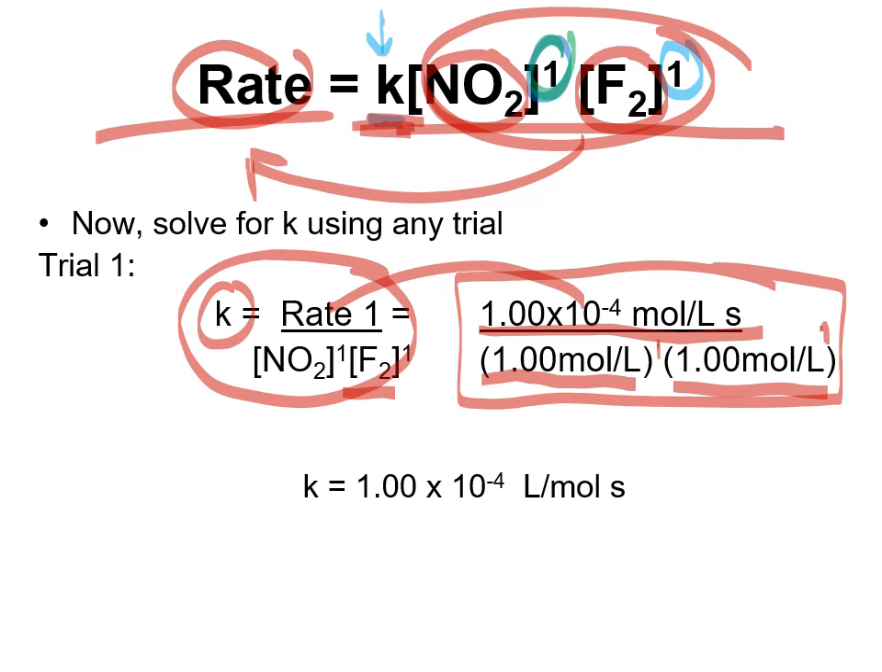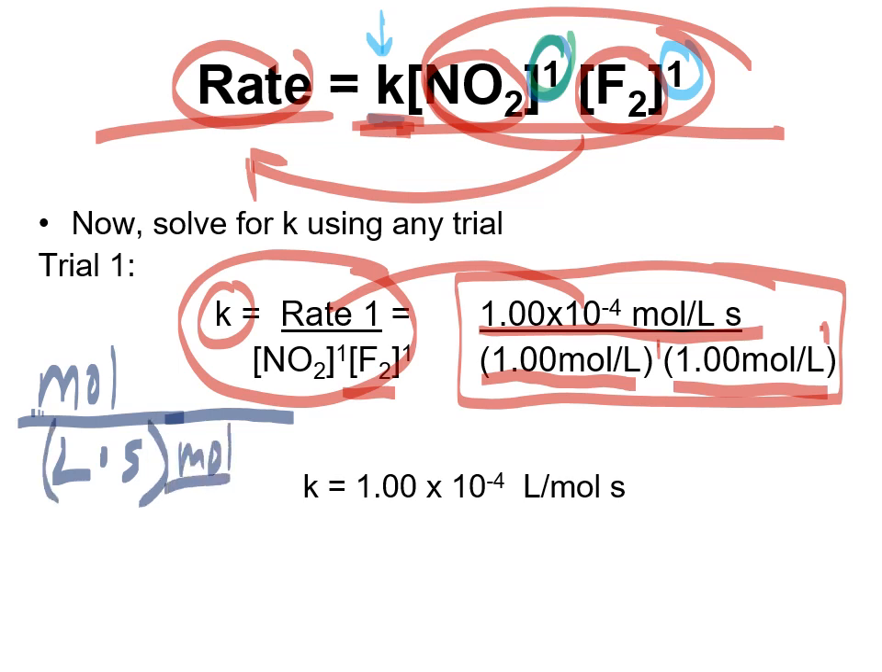Now the units are a little bit trickier to solve for. So we have moles per liter per second on the top, and we have moles per liter and moles per liter on the bottom. So let's just rewrite the units over here. Moles per liter per second is on the top, and on the bottom, in brackets so we can keep it straight, moles per liter as one of them, and moles per liter as the other one. So off the bat, one of these moles is going to cancel out with one of those moles. One of these liters in the denominator is going to cancel out with one of the liters in the denominator of the denominator.